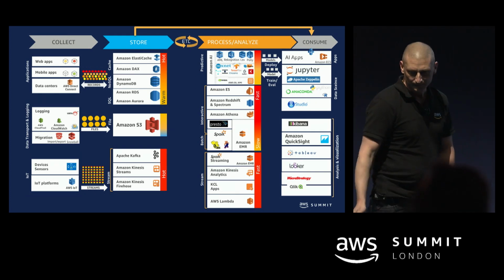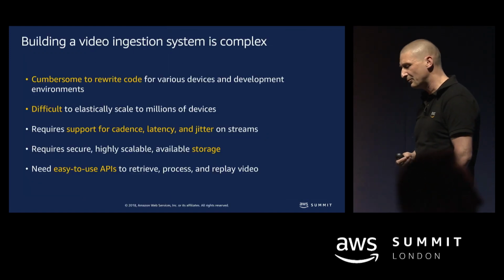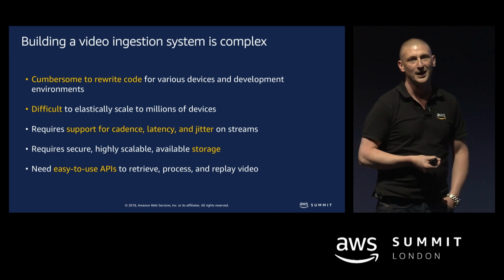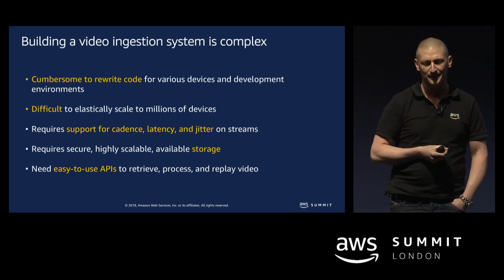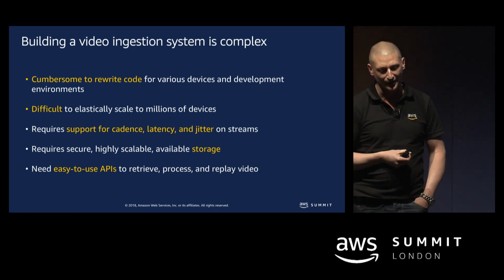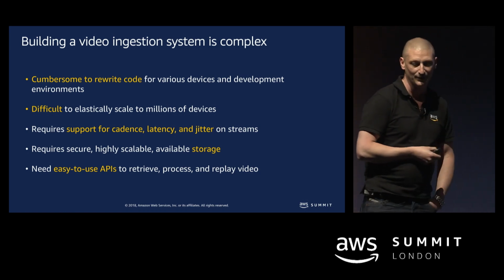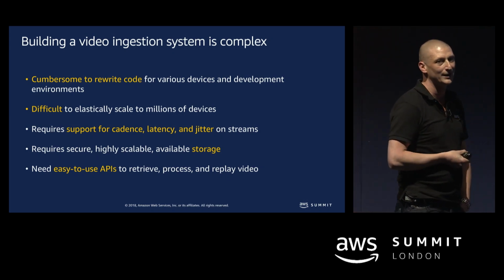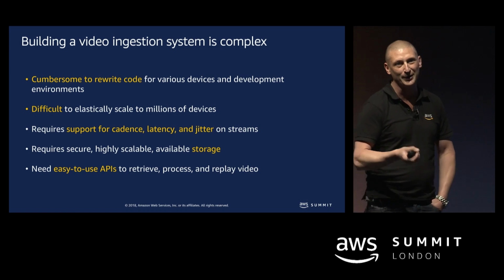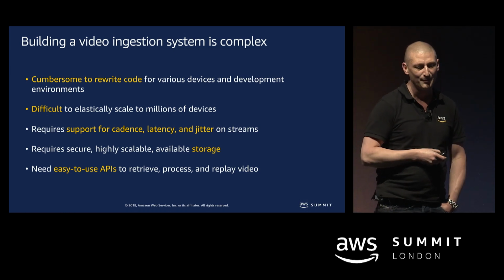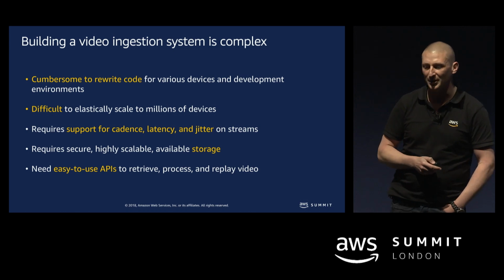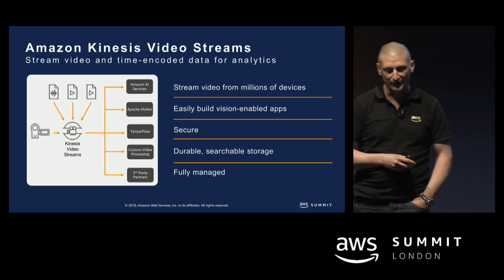Now, last year at re:Invent, we announced Kinesis Video Streams. One of the challenges we've been seeing with our customers is when they're running solutions such as CCTV, how do you actually integrate all of your devices and store your CCTV footage at scale? It's really difficult to scale to millions of devices. How do you support the different cadence, the latency, the different firmwares, the different cameras? And how do you make this into highly scalable, highly available storage, something that you're used to using with other AWS services? But also, you need it integrated into the security, and you need easy-to-use APIs to actually retrieve, process, and replay video. So Kinesis Video Streams came.